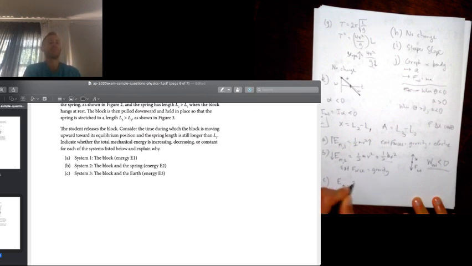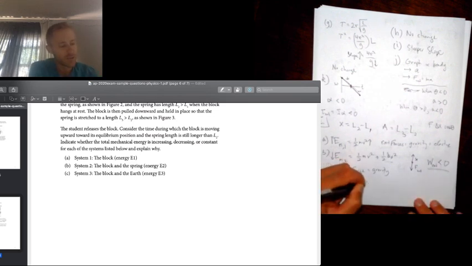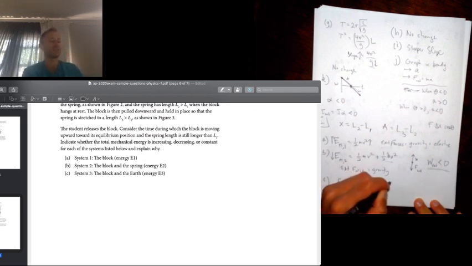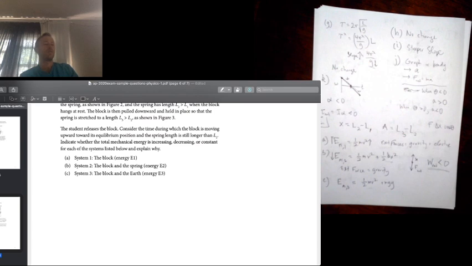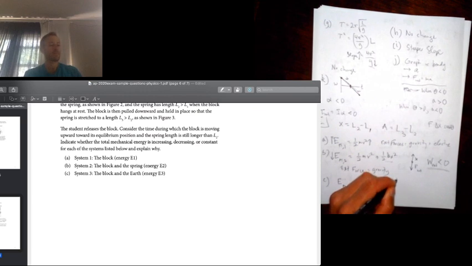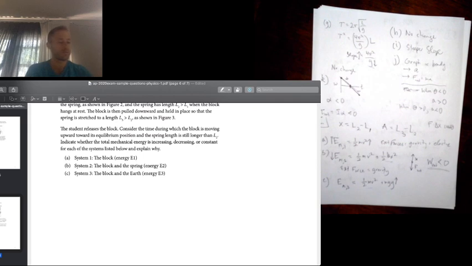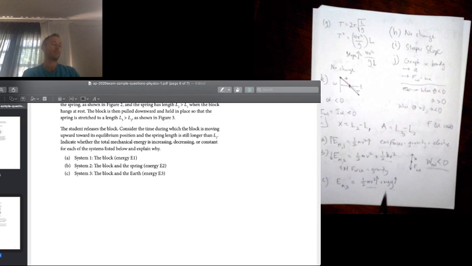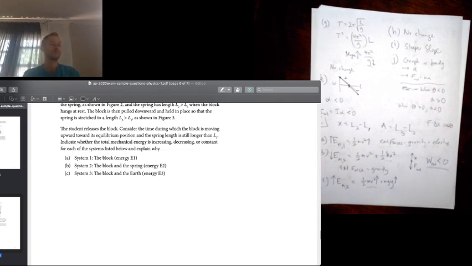System 3 consists of the block and the Earth. So our energy is going to be kinetic plus gravitational potential. We can see that it's going upward, so the y value is going up. Also, it's accelerating upward, so the speed is going up. So both of these terms are going up. That means that the mechanical energy of system 3 has to be increasing.